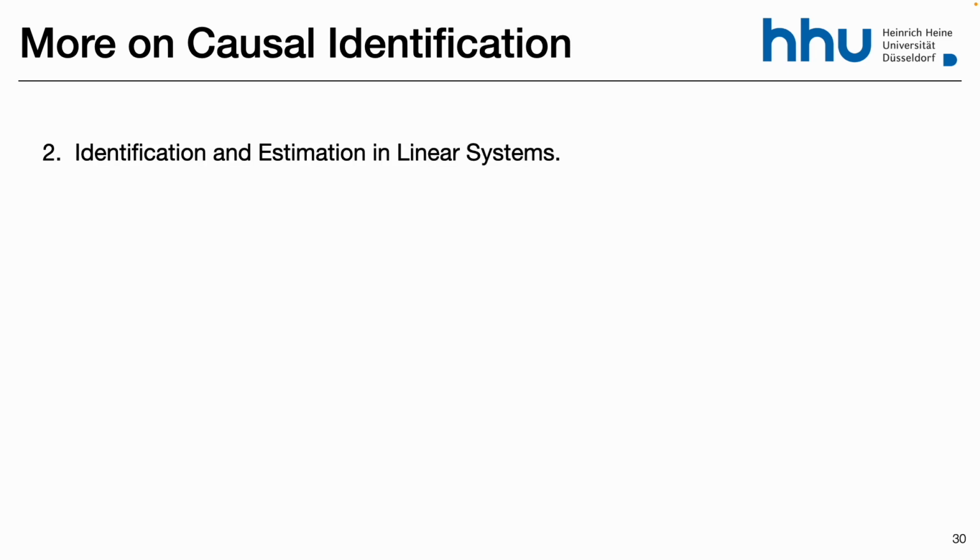More on causal identification. I couldn't cover linear systems. They are so nice, so easy. I could cover them, but I'm already over time. Basically, in linear systems, everything works. Instead of the back-door criterion, you have the single-door criterion, which allows you to identify the coefficient of the edge, and you can apply several tricks.